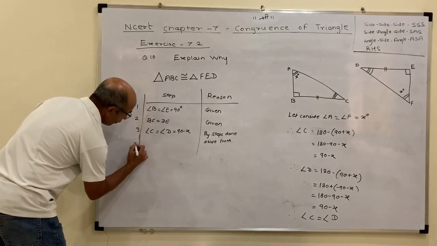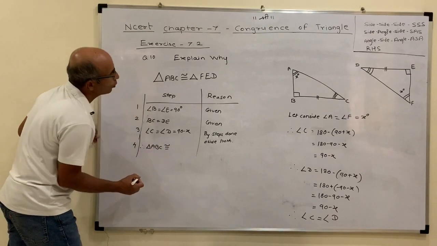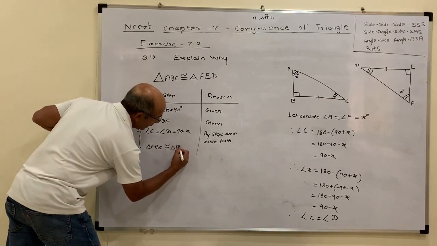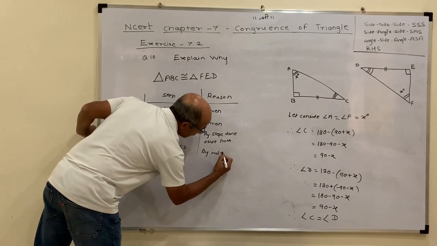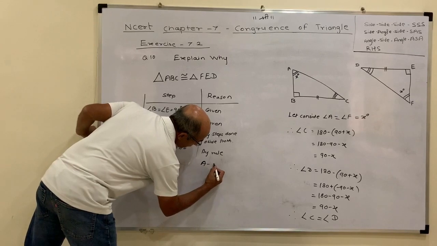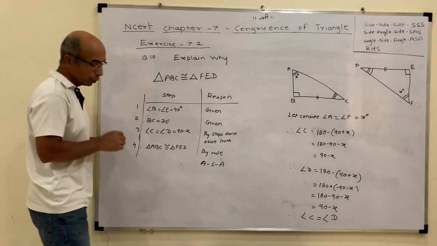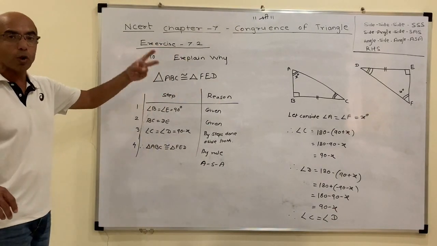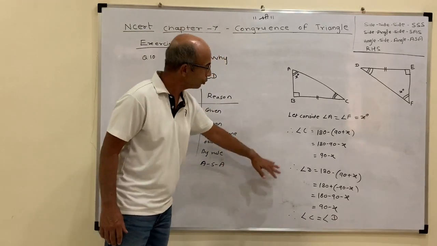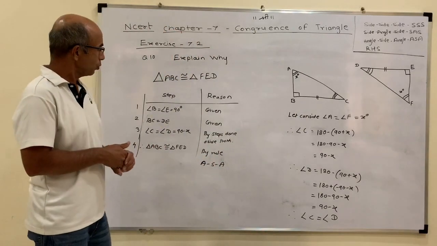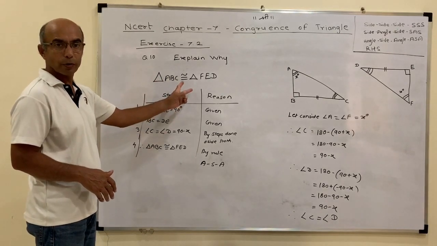Therefore, fourth, triangle ABC is congruent to triangle FED by the rule angle side angle. So this much calculation you need to do. You can't simply say that since 2 angles are equal, the third is going to be equal either way. No, you need to prove that. You need to show by which rule angle C equals angle D, and then prove that these 2 triangles are congruent to each other.